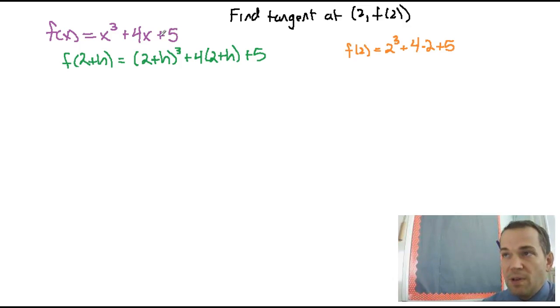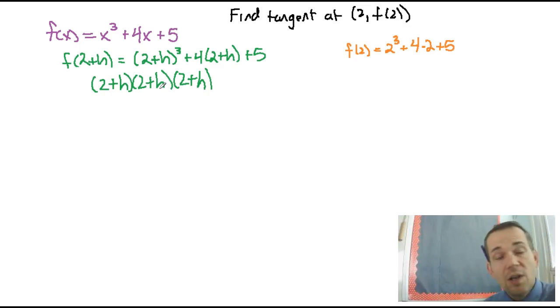2 plus h cubed does mean take that 2 plus h and multiply it by itself 3 separate times. So I'll start by writing this out: 2 plus h, 2 plus h, 2 plus h. Everything else in this function I'll deal with later. Let's just get this guy taken care of first. You might remember that if you multiply 3 things together, what you really have to do is multiply 2 things together first and get that answer.